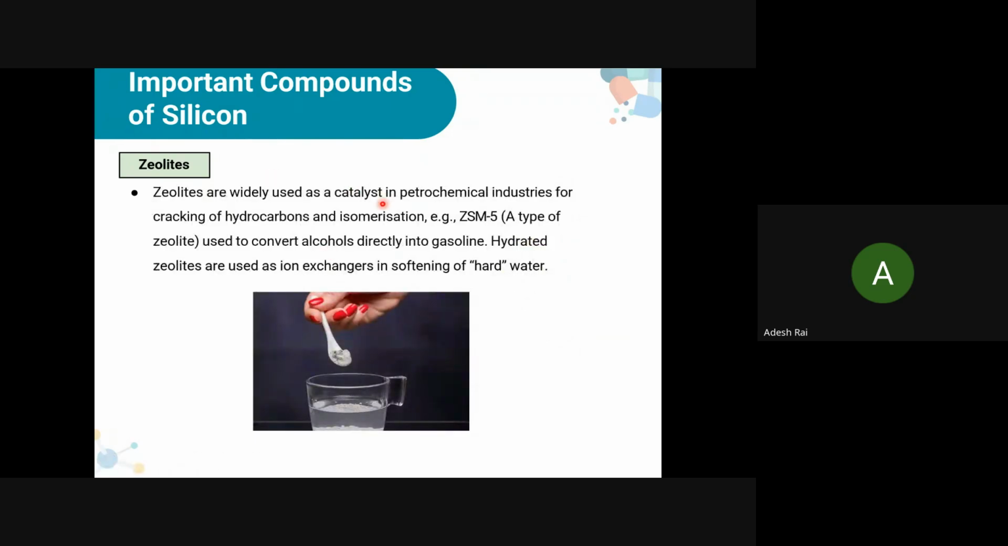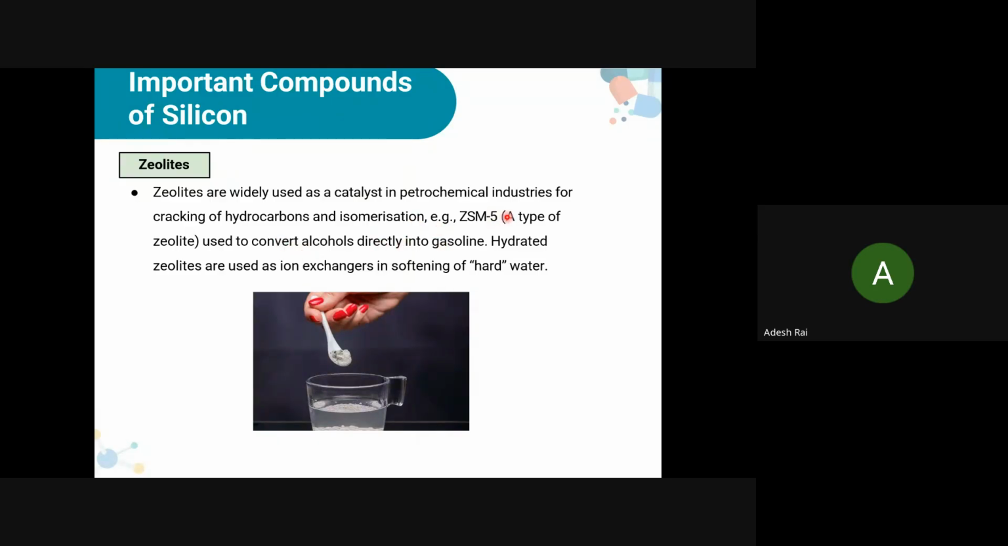Zeolites are widely used as catalysts in petrochemical industries for cracking of hydrocarbons and isomerization. What is cracking of hydrocarbons? Do you remember it from the hydrocarbon chapter? Cracking of hydrocarbons results in the conversion of higher hydrocarbons into lower hydrocarbons. You remember this cracking reaction? So what is the catalyst for that reaction? Zeolites.